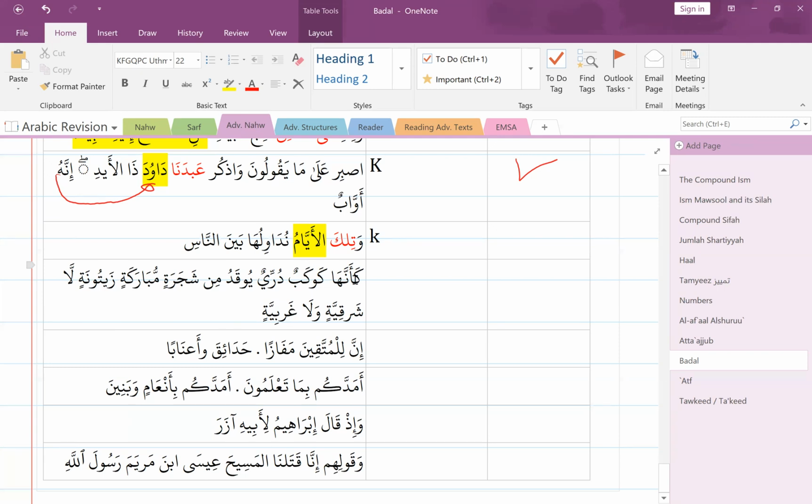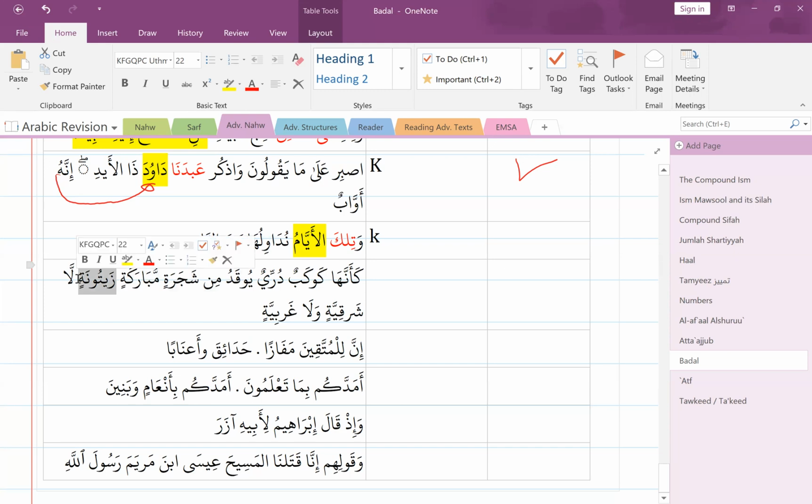So let's go step by step. So this is إن, it's اسم, so that's our مبتدأ. كوكب would be a خبر. دري is a صفة, you can see it matches موصوف صفة. Then you have a جملة after a نكرة, so this is another صفة: يوقد من شجرة مباركة. This whole thing is a صفة to كوكب. So دري is صفة number 1, this whole sentence is صفة number 2. And then you have زيتونة, and you're like, what is happening with زيتونة?